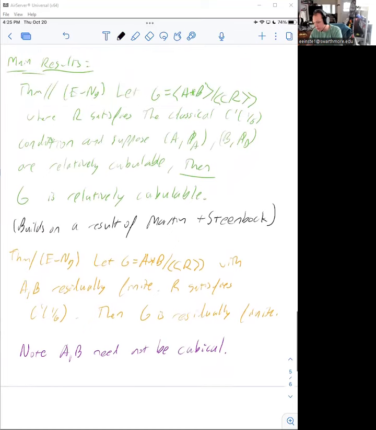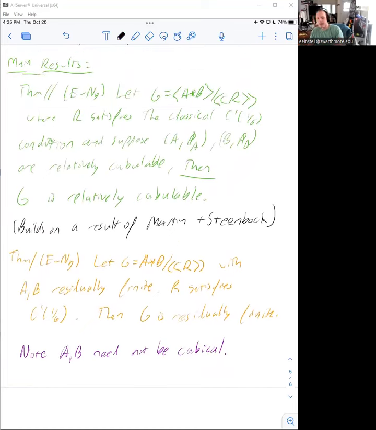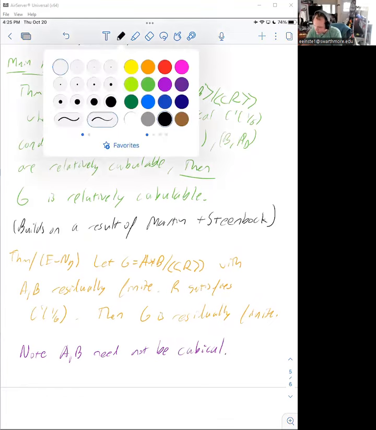So one thing you might ask is, okay, I claim to you that these relatively geometric actions exist, but how am I actually supposed to construct such an action? So here's how you do it.